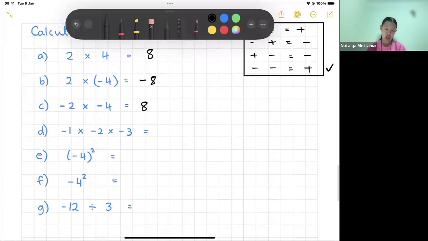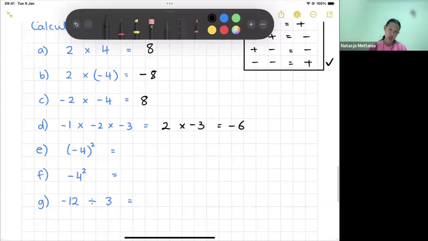Okay, question D, I've got 3 numbers multiplied together. Negative 1 times negative 2 times negative 3. Let's do it one by one. What's negative 1 times negative 2? Two negatives gives me a positive, so it'll give me positive 2 times negative 3. Okay, 2 times negative 3 gives me negative 6.